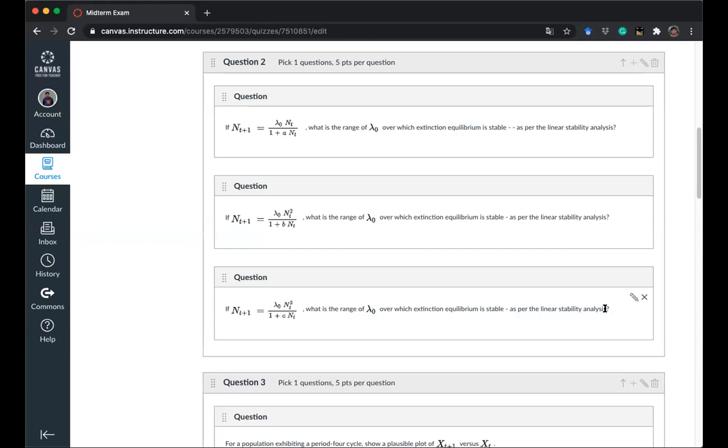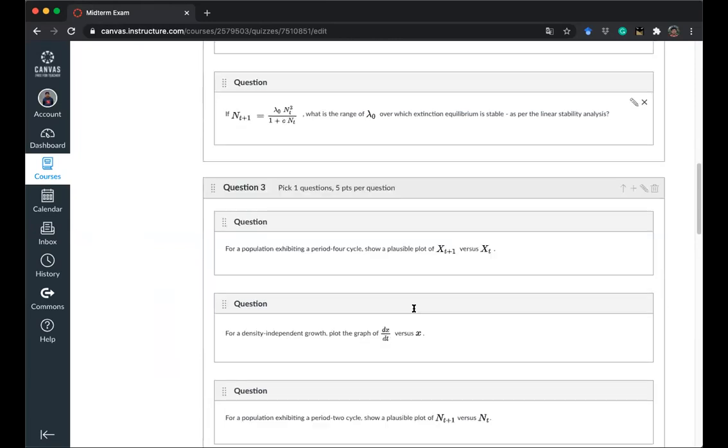You're right. Basically, that condition becomes 0 for all values of lambda anyway, right? So that means it doesn't depend on the value of lambda. As long as you have chosen a lambda that is biologically realistic, it's fine. Okay. That's question number 2. Let's go to 3 now.